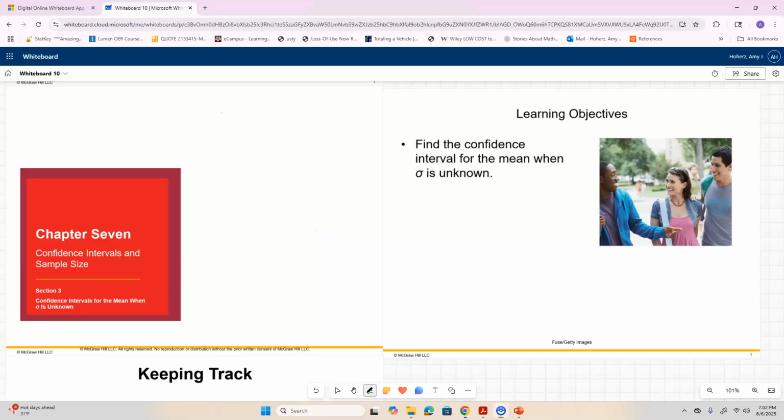We're going to start today with Section 7.3. And we're still talking about confidence interval and sample size. In Section 3, we're specifically going to talk about confidence intervals for the mean when the sigma is unknown. So we're still talking about the mean, but now our sigma is unknown.